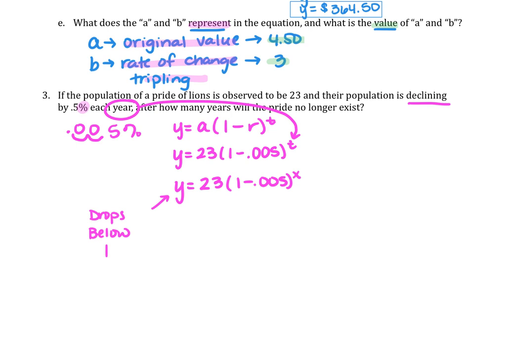That may take some time scrolling. You could also hit second window and change what your x value starts at. This might take you some time because you might have to guess and check. Guess how many years and then check to see if that's correct or not. If you do this one correctly, at year 626, it will drop below 1 lion, which would technically consider that all lions are extinct.